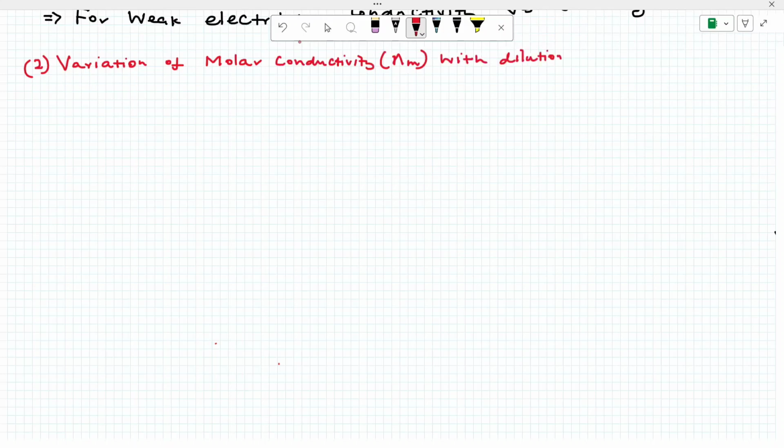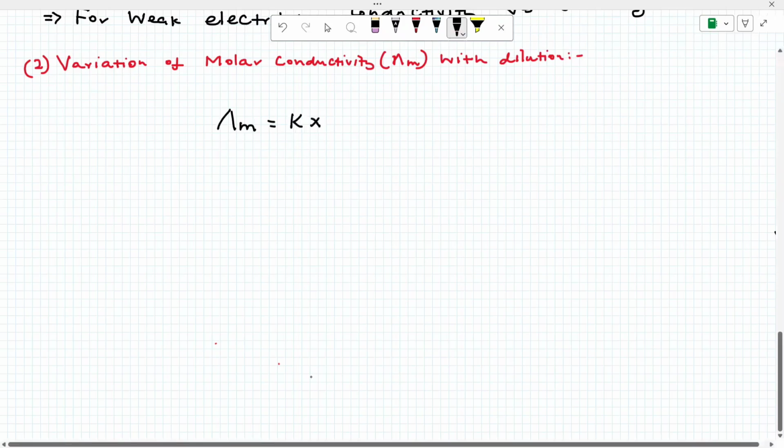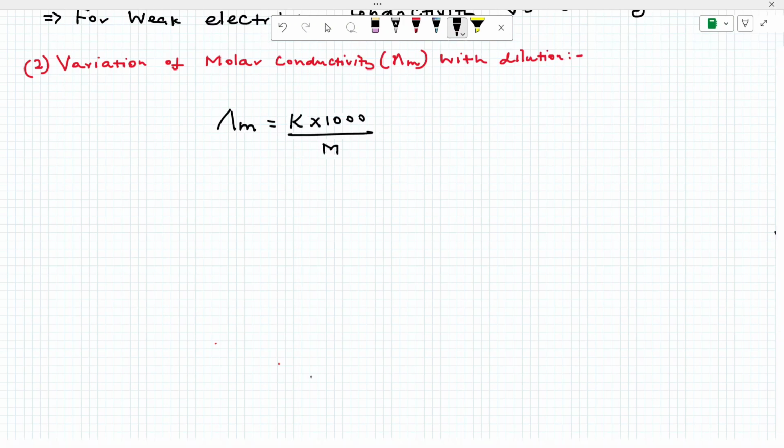Very important, please note. See the approach; the approach is different. Now we take lambda m. What is the formula? Tell me anyone. In case of centimeter square, what is the formula for lambda m? Kappa into 1000 by C. Good. Kappa into 1000 by molarity, that is, concentration.